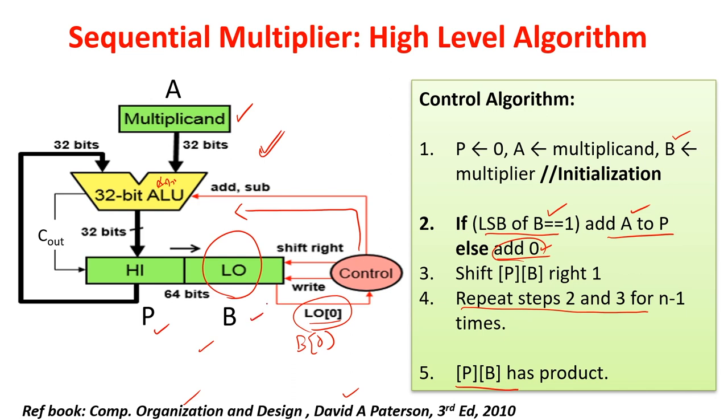Suppose you are multiplying two n bit numbers, then the product will be 2n bit. In this case we are multiplying two 32 bit numbers and the result will be a 64 bit number. Every time, whatever carry gets generated is appended to the high side of the product P, otherwise a 0 gets added.